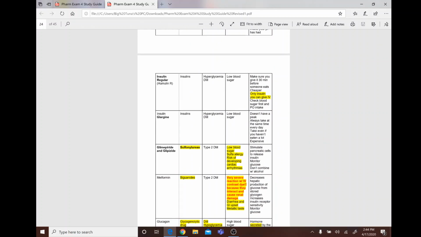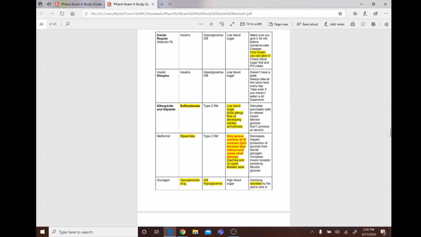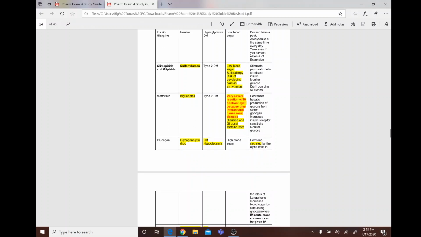All right, so insulin regular is different than all insulins because you can give it what way? IV. All right, what is the drug class of glimepiride and glipizide? Sulfonylureas. What are the side effects of glimepiride and glipizide? Low blood sugar, sulfa allergy, and risk of developing cardiac arrhythmias. What is the drug class of metformin? Biguanides. What are the side effects of metformin? Very serious reaction with IV contrast dye because the interaction can cause renal damage, diarrhea, GI upset, and metallic taste.